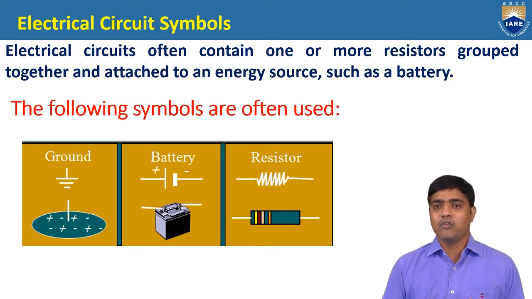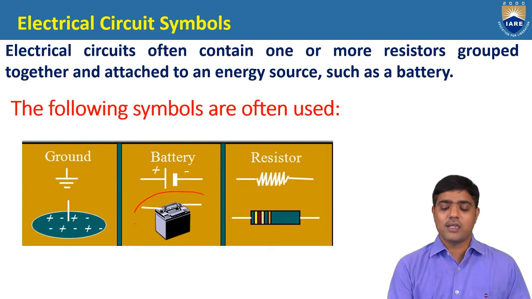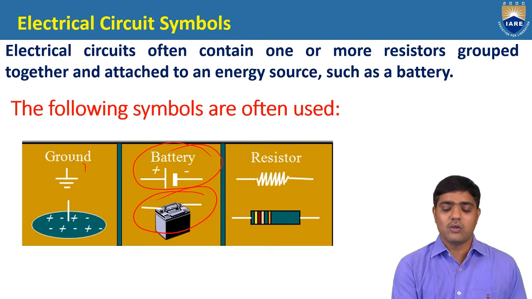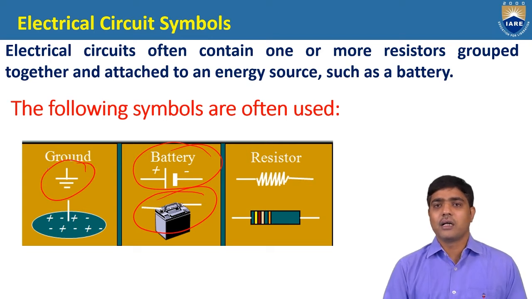Usually, if you are taking an electric circuit to study, here we take the source as the battery. Here you can see the battery has two symbols: this is the physical structure of the battery, and this is the battery as it is usually represented in the electric circuit. On the other side you have the ground. This is the symbol for ground.